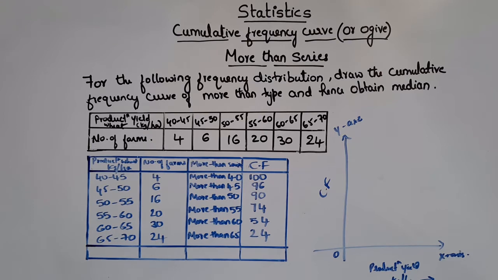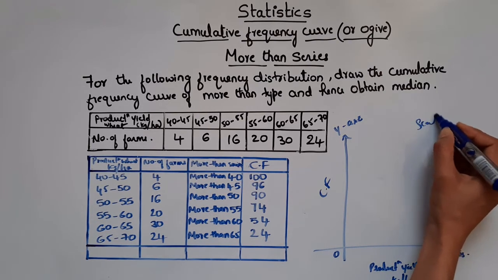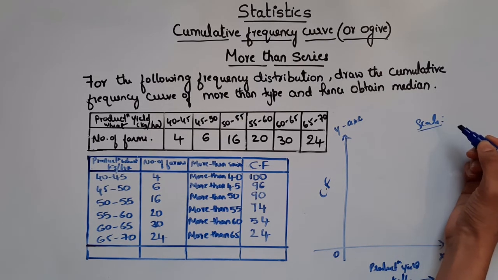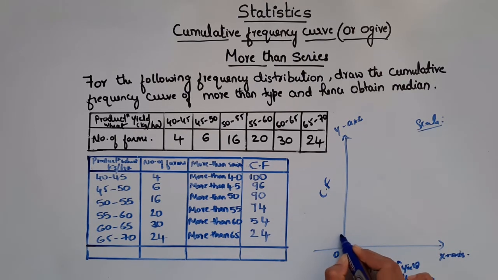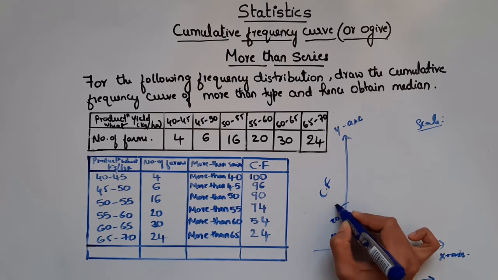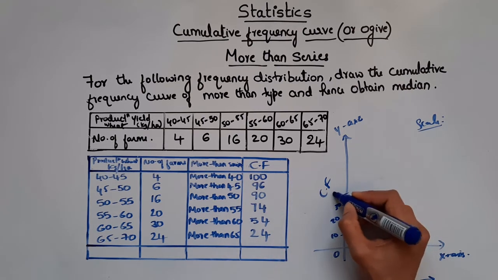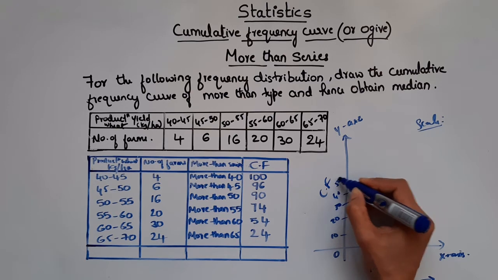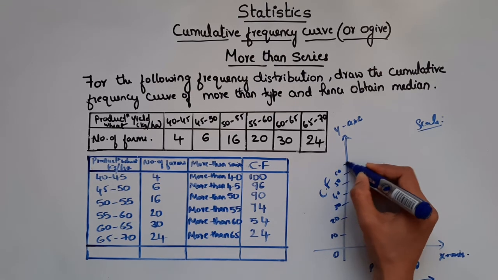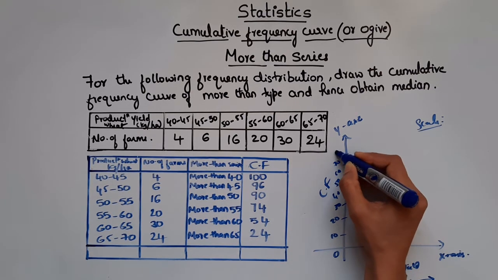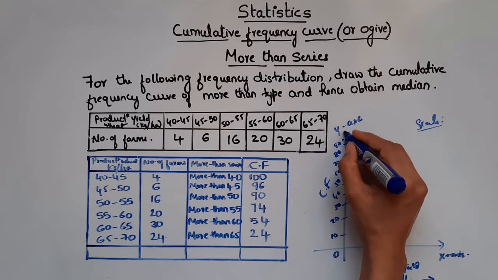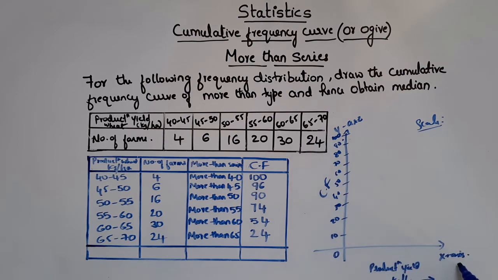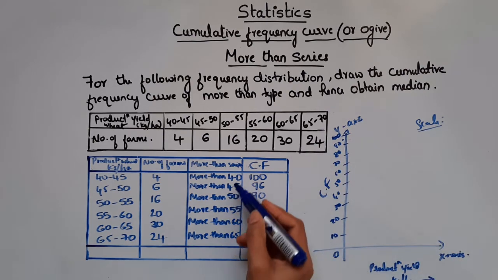So I hope you know how to write scale. So you have to write the scale here. So each unit what you will take. So here we have CF. CF, if you see, we can take 10, 20, right? So we have 10, 20, 30 till 100. So 40, 50, 60, 70, 80, 90, make this little up. So we have 100. In x-axis we have production yield, which is nothing but this more than series.